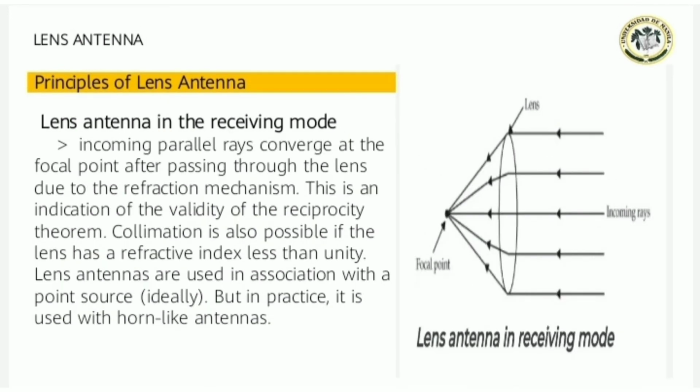While the lens antenna is in receiving mode, incoming parallel rays converge at the focal point after passing through the lens due to the refraction mechanism. This is an indication of the validity of the reciprocity theorem. Collimation is also possible if the lens has a refractive index less than unity. Lens antennas are ideally used with a point source, but in practice, they are used with horn-like antennas.